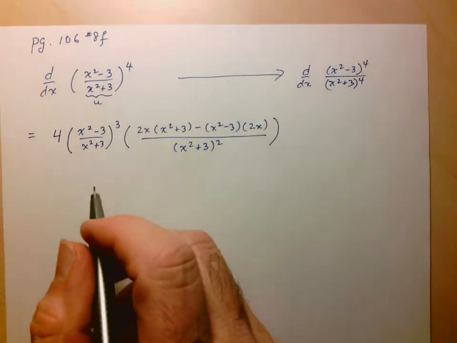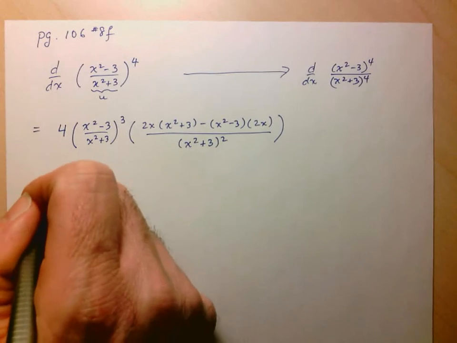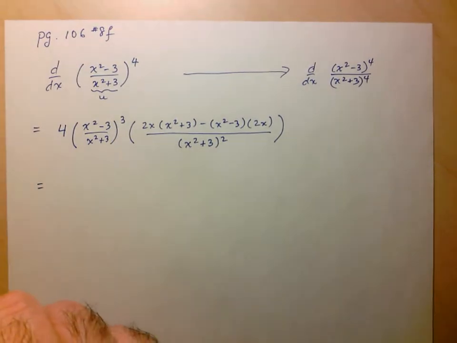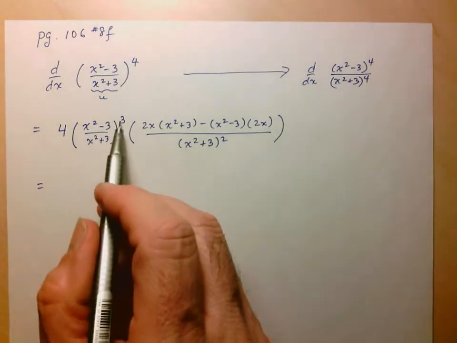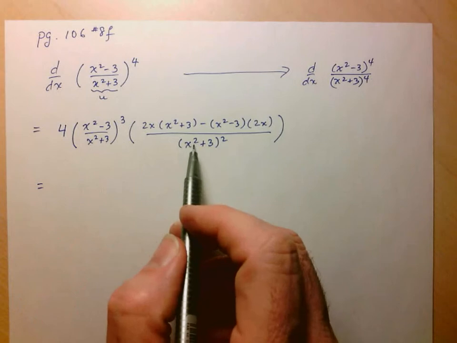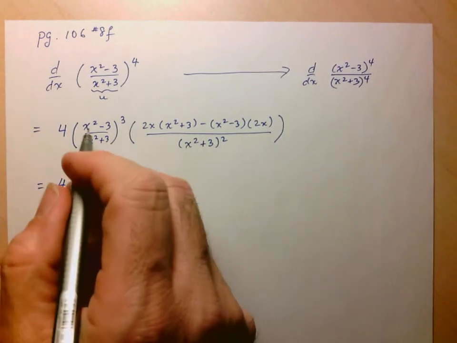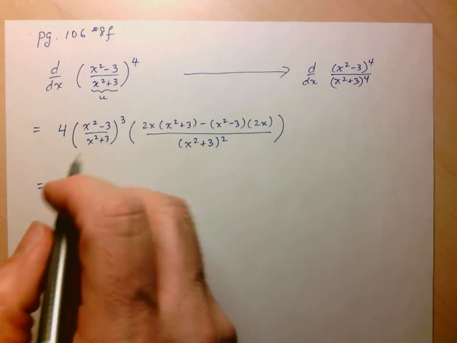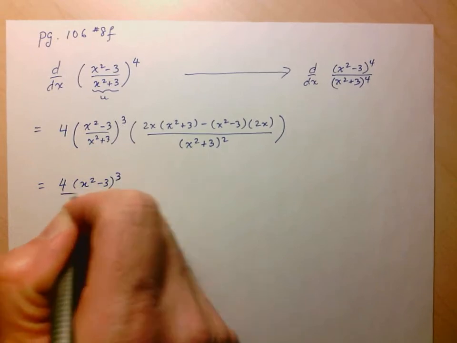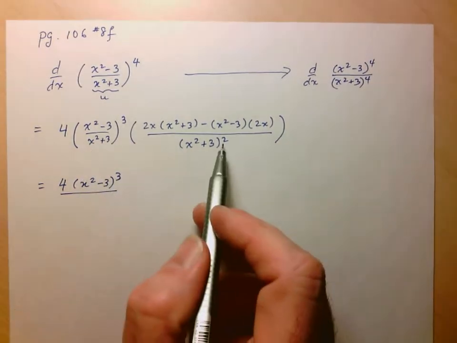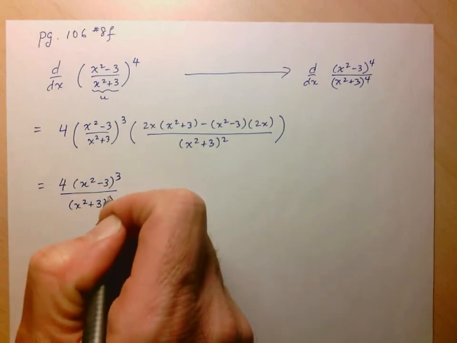Now I'm going to start simplifying these things, because eventually once we start using derivatives and applications, we will have to simplify them. The first thing I notice is that I have an (x squared plus 3) cubed in this denominator, and then here I have an (x squared plus 3) squared. So I'm going to bring those together. I'm going to distribute my exponent 3, so I've got (x squared minus 3) cubed. And then in the denominator, I've got this thing cubed times this thing squared, so add the exponents, which gives me (x squared plus 3) to the fifth.